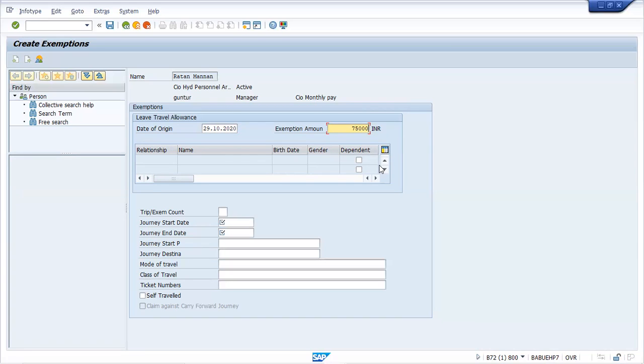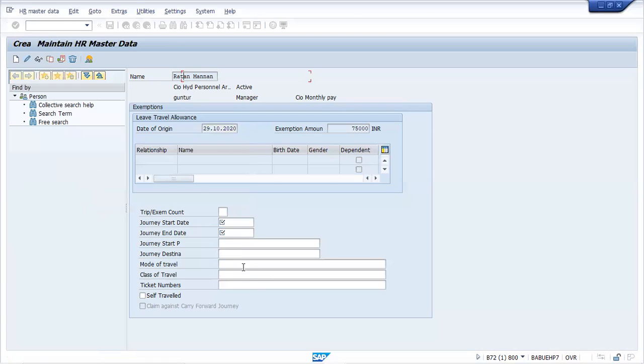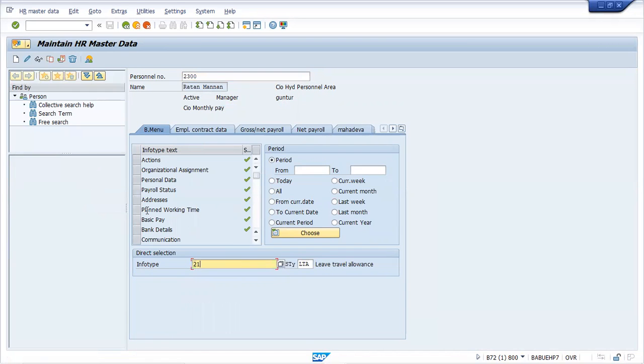So here, why is it frozen? Any guess? And Lakshmi was telling something. 21. Yes, you just go back and maintain 21, and we should be able to see it. Don't save anything here. Just go back quickly and maintain info type 21, and we will see this.